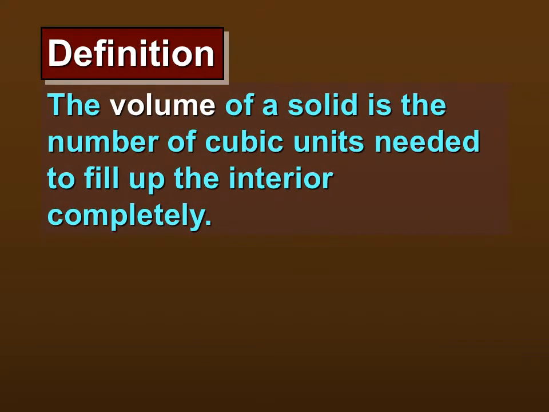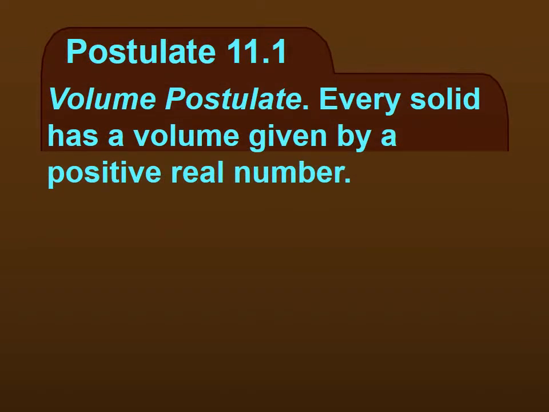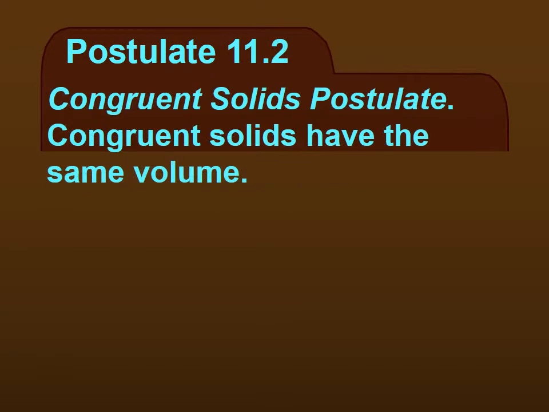Okay, so let's just review what a volume is. The volume of a solid is the number of cubic units, so think of little cubes that are 1 by 1 by 1, needed to fill up the interior completely. The volume postulate says that every solid has a volume, and that volume has to be positive, so it cannot be negative. Volume will never be negative, and it also has to be a real number. It's never going to be an imaginary number. We also have a congruent solids postulate, and that says that if solids are congruent, they are going to have the same volume.